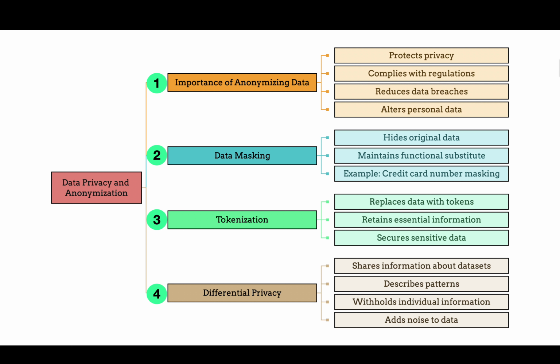4. Differential privacy, a system for publicly sharing information about a dataset by describing patterns of groups within the dataset while withholding information about individuals in the dataset. It adds noise to statistical data to prevent the identification of individuals, ensuring individual privacy.